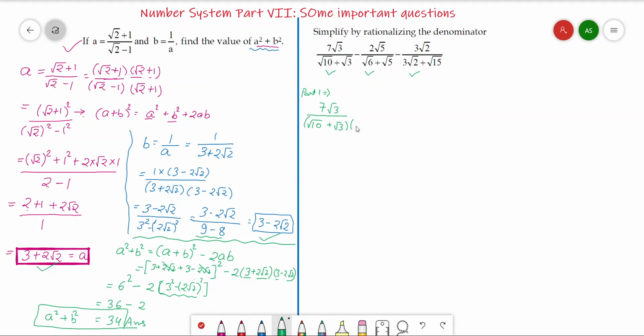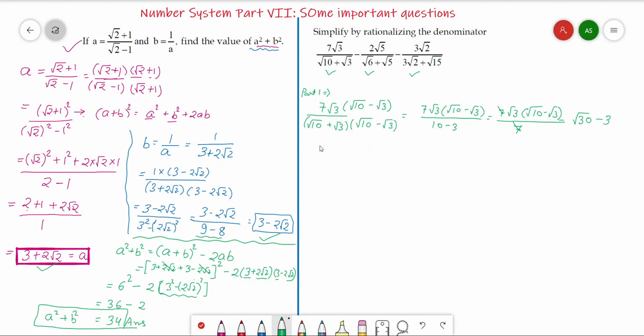So for the same, we'll multiply it by its rationalizing factor, which will become root 10 minus root 3, and in the numerator also we'll multiply it by root 10 minus root 3. So we will be getting 7 root 3 multiplied by root 10 minus root 3. In the denominator, we'll be getting a square minus b square, that is 10 minus 3. So it will become 7 root 3 into root 10 minus root 3 upon 7. So this and this will cancel. Now if we multiply them, we'll be getting root 10 into root 3 will become root 30 minus root 3 into root 3 becomes 3. So this is the rationalized part of the first.